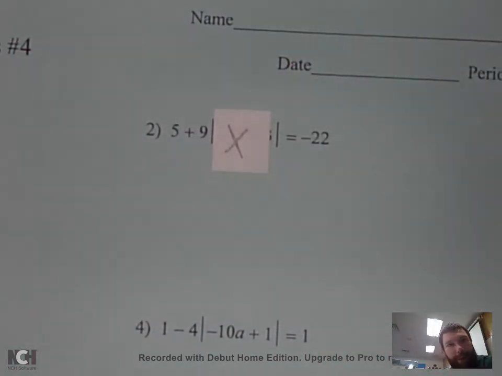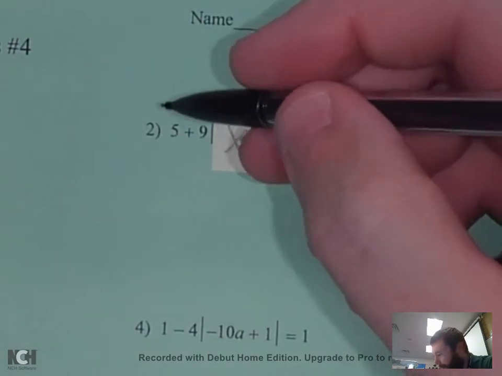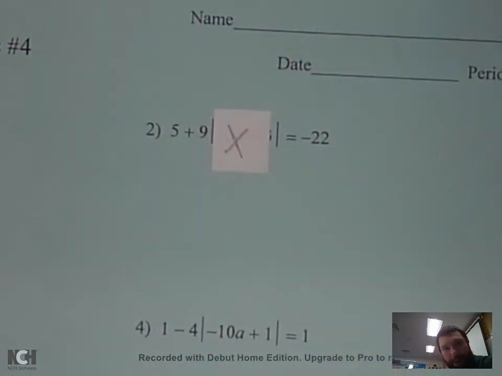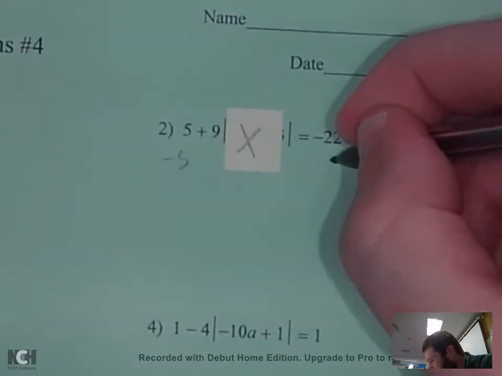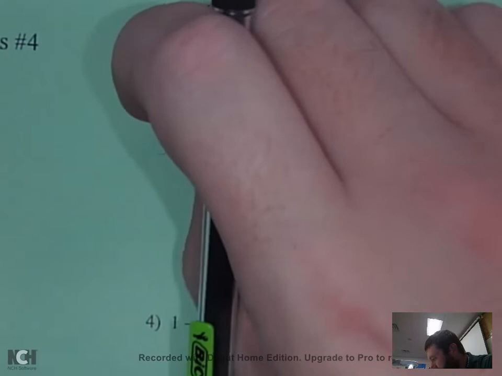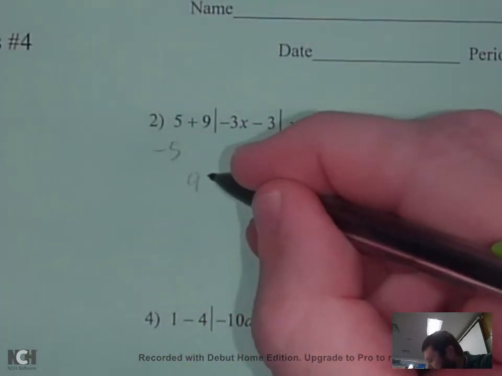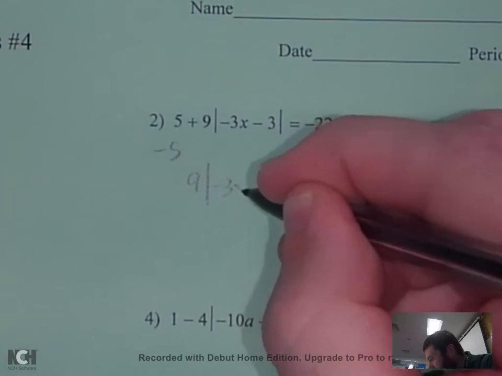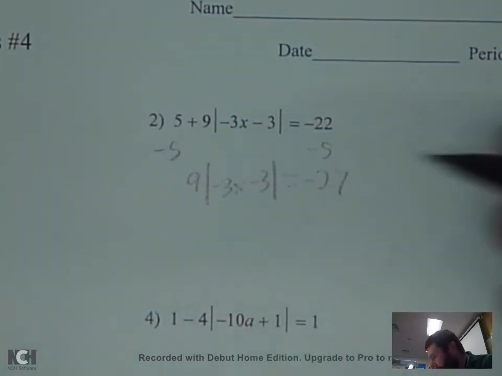Well, what would we get rid of first? The 9 is multiplying, so we would get rid of that last, and we'd get rid of the 5 first, just like a normal two-step equation. Get rid of the acquaintance and then the best friend. So we would minus the 5 first, and that would give me 9 times the absolute value of negative 3x minus 3 is equal to negative 27.